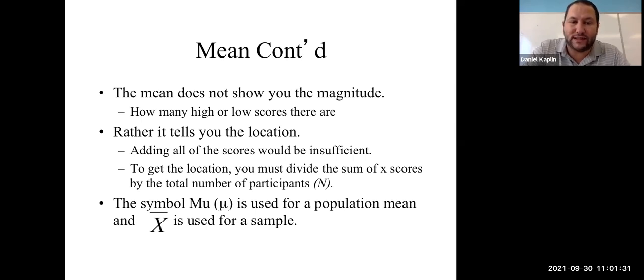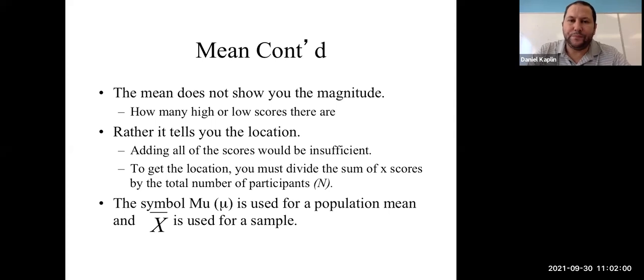participants in our study. Now, you will see some textbooks write the Greek symbol mu, and some textbooks will write X bar, or X with the line on top of it. But in general, that means the same thing. Remember that we use Greek symbols when we're working with a population, and standard English characters when we're working with a sample.